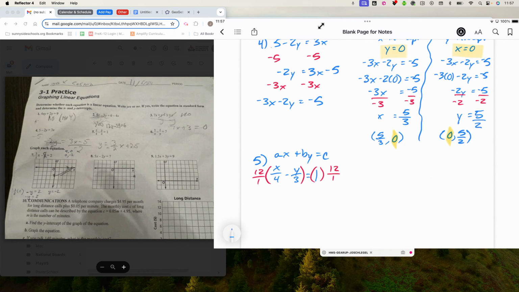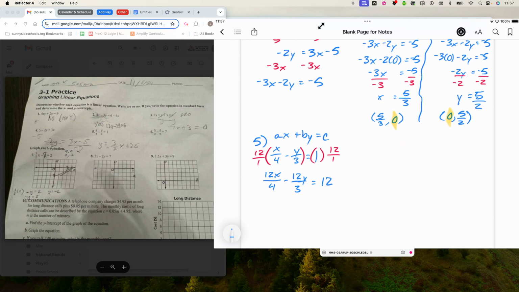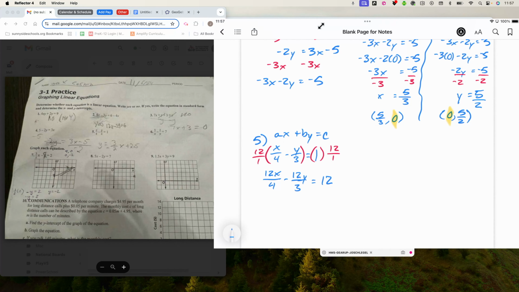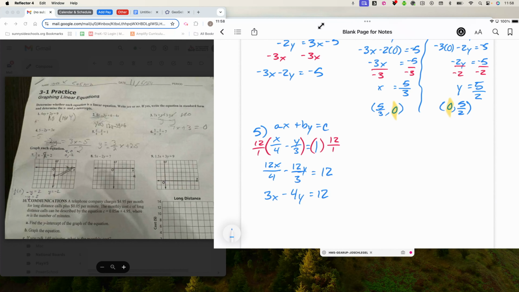So distributive property on the left gives me 12x over 4 minus 12y over 3. And then 1 times 12 is 12. Now if we look at 12x over 4, 12 divided by 4 is 3. And the same thing with 12 divided by 3 is going to be 4y equals 12. Now we're dealing with only whole numbers, and life is good. And that looks like ax plus by equals c now.